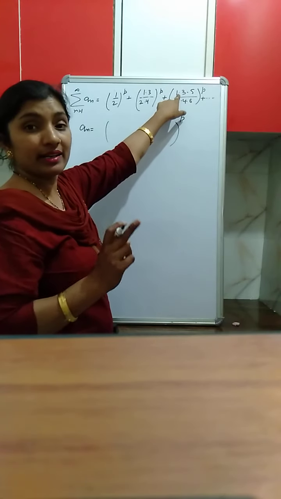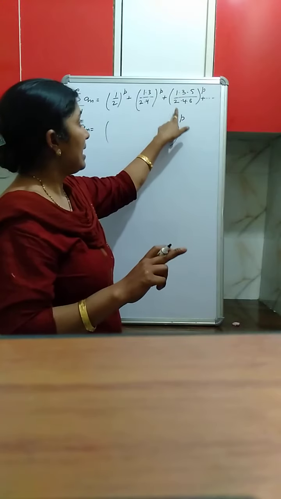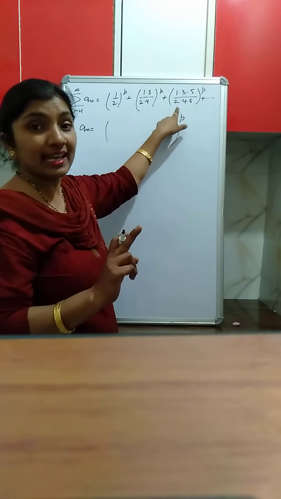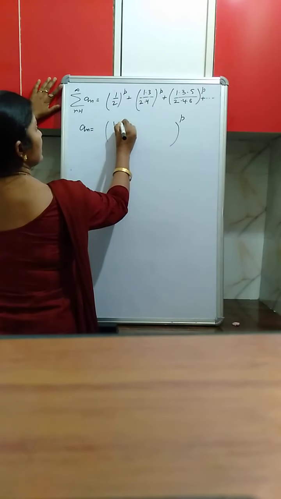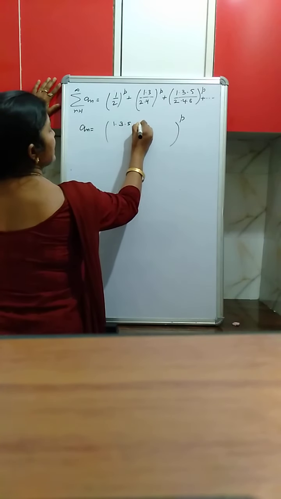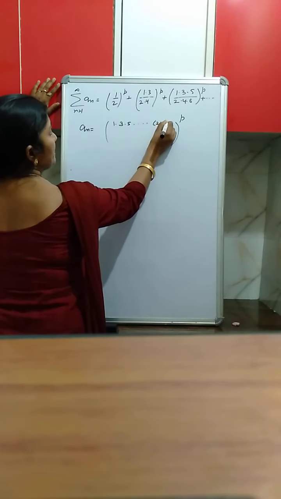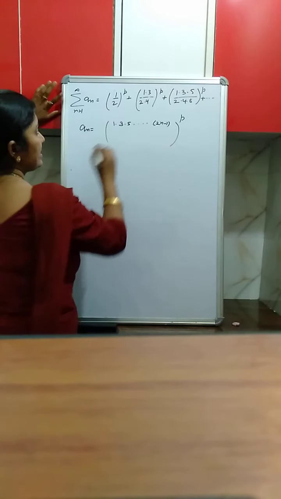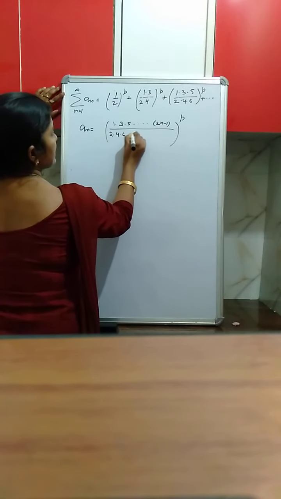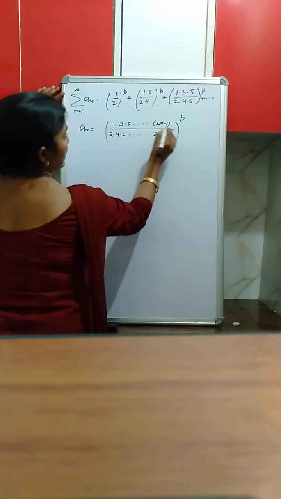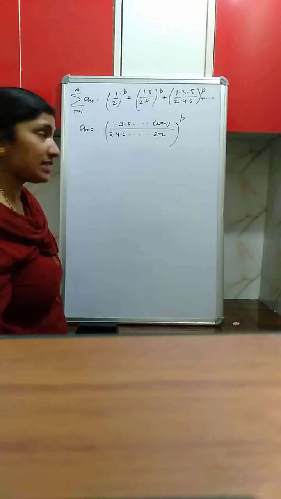And what about the numerator? It has the first n odd terms and the denominator has the first n even terms, the product. So it is 1, 3, 5. What is the nth odd term? It is 2n minus 1, right? And in the denominator it is 2, 4, 6. And what is the nth even term? It is 2n. So this is our an, right?